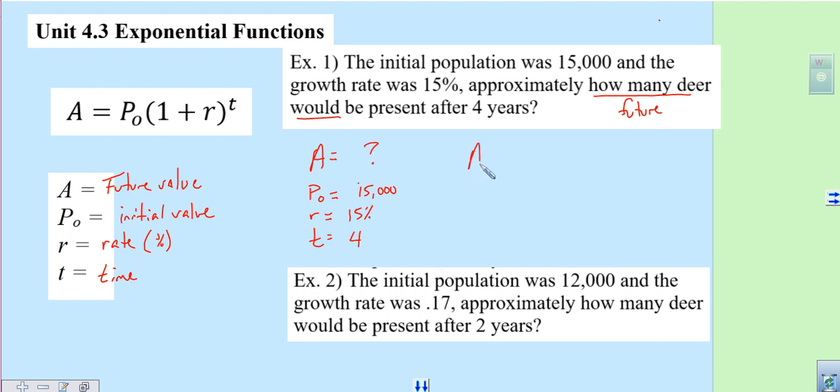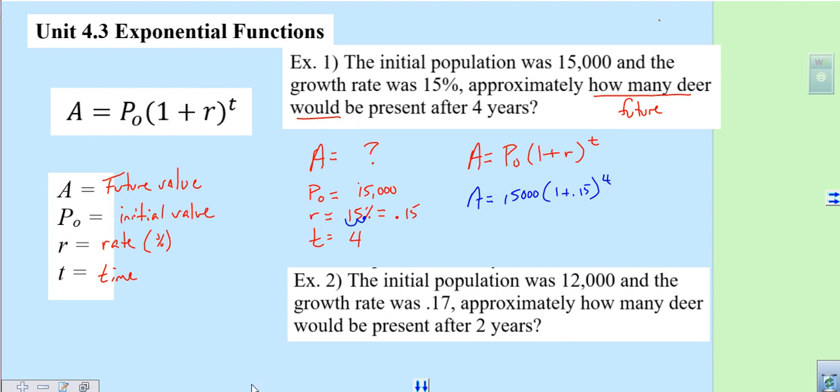So we take our formula. A is equal to P naught times 1 plus R raised to the T. And one thing that we do here is that we have to change the percent to a decimal. We've got to take that decimal and move it over 2 times, because percents are out of 100, and we get 0.15. So when we plug in, we get A is equal to 15,000 times 1 plus 0.15 raised to the 4th power.